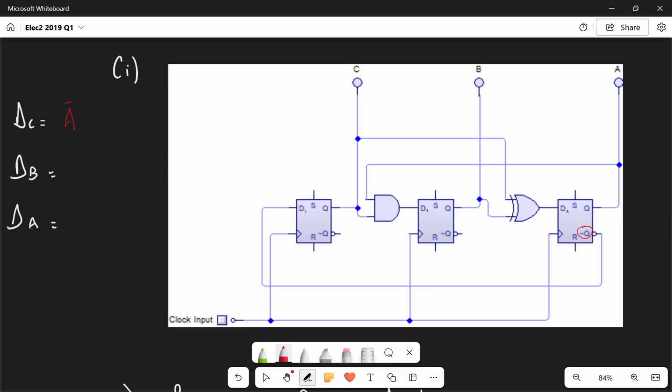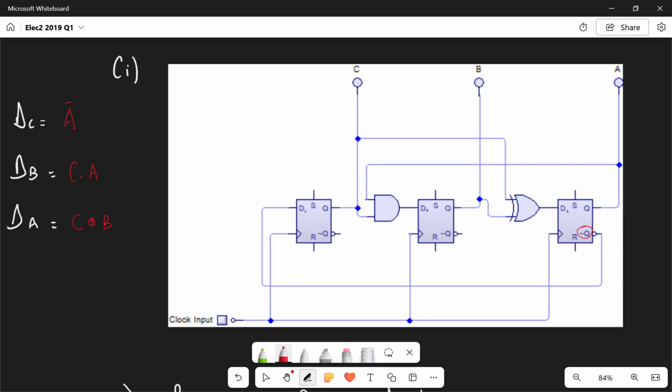Okay, so for DB, DB has an AND gate attached to it, and the two inputs for those AND gates, one's attached to C and one's attached to A, so DB is C and A. And DA has an exclusive OR gate attached to it. That's attached to C and attached to B. Therefore, the Boolean expression is C exclusive OR B.